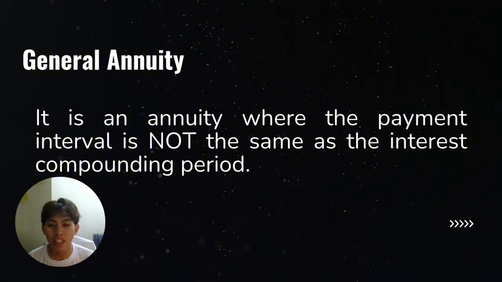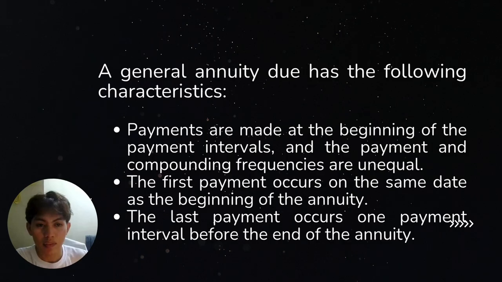The definition of general annuity is it is an annuity where the payment interval is not the same as the interest compounding period. As you have noticed on the previous topics, the payment interval and the interest compounding period coincide. But here in general annuity, the payment interval and interest compounding period are unequal. So they do not coincide. Since we are talking about annuity, of course, annuity due and ordinary annuity will enter.